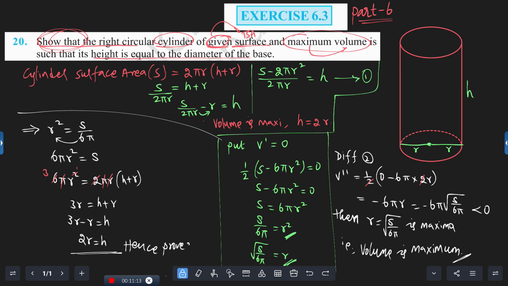So two things they asked. One, volume is maximum, we have done in this page. Next, H is equal to 2 times R, the diameter, they asked to show, that is also done. Do you understand, children? Is it okay?